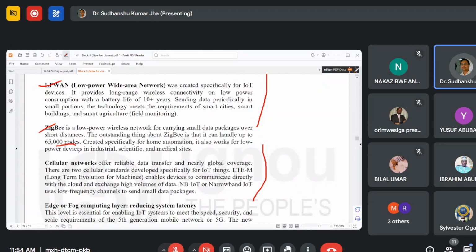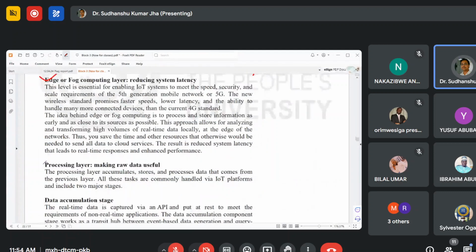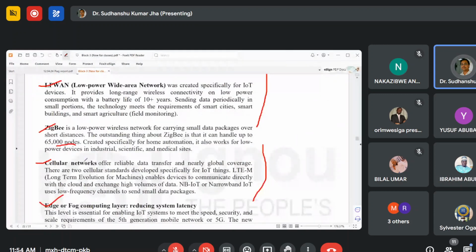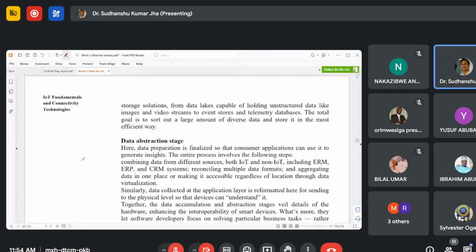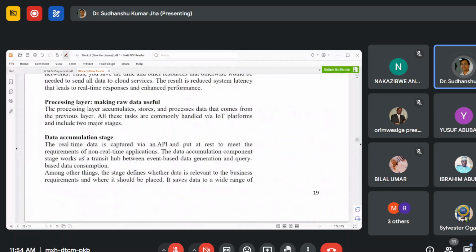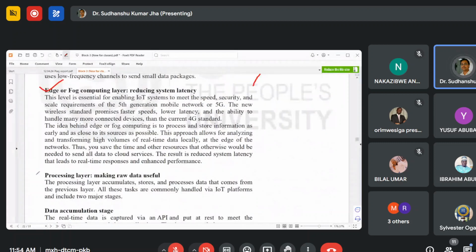We have edge computing. We have already seen it in the previous sessions. So connectivity basically enables the data transmission. The next layer is your processing layer. The perception layer helped us monitor the data, and the communication layer helps us send this data to some remote location or some centralized system.